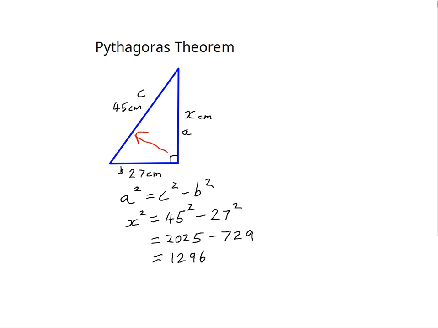So the square root of 1296. Put that into your calculator. That comes out at 36 centimetres. Okay. It's perfectly okay to use your calculator for these. You wouldn't be expected to know the square root of 1296 off by heart.